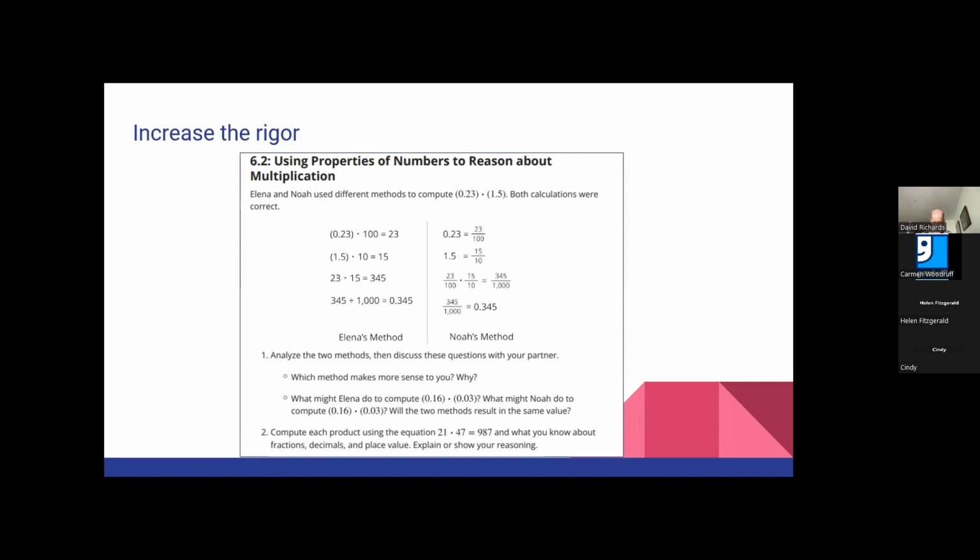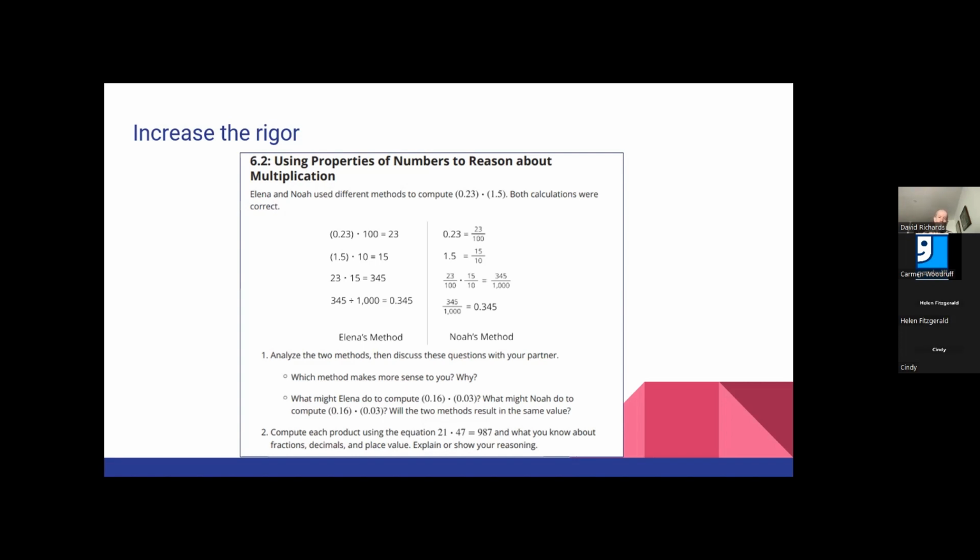But this gives the students an opportunity to break down someone else's work, and it's very low stakes. People often have math anxiety. And so when it's not their work, it's a whole lot easier to break it apart, right?